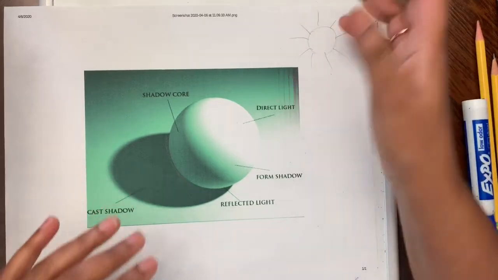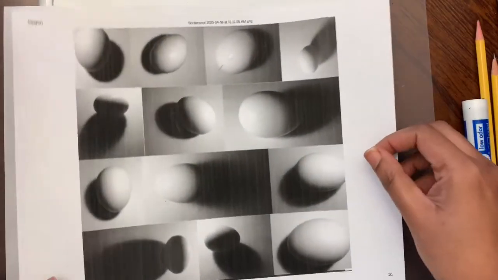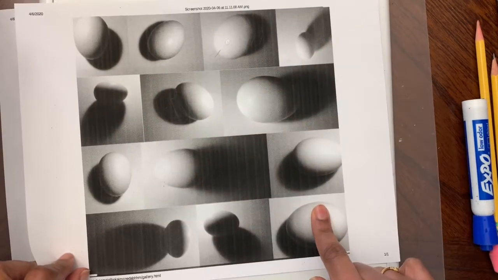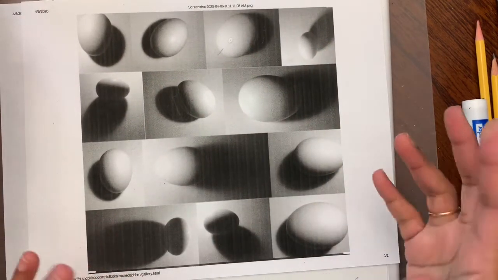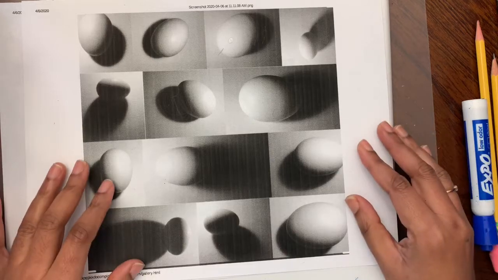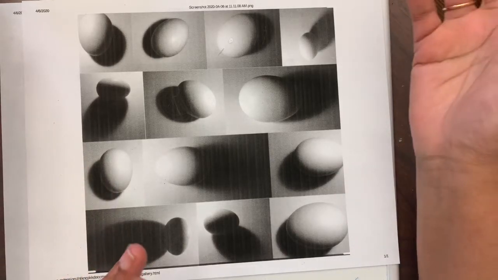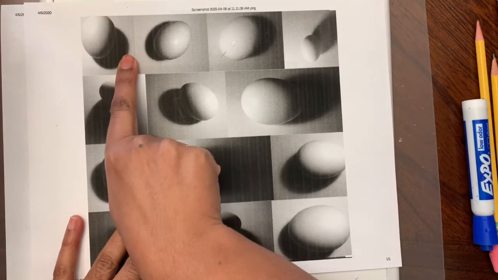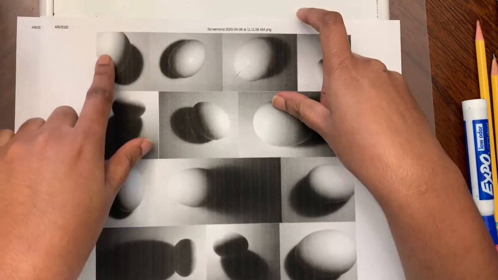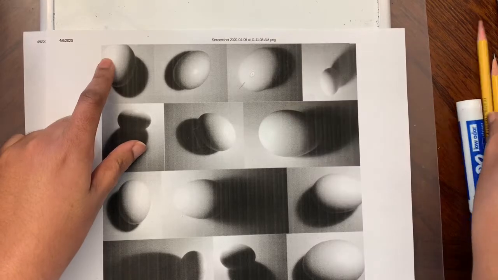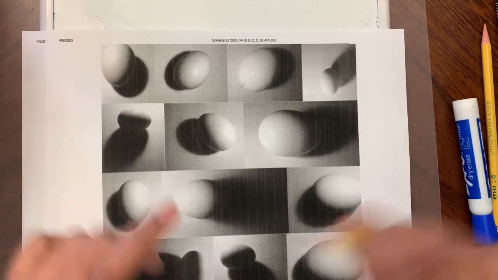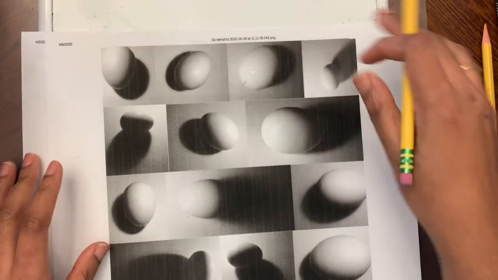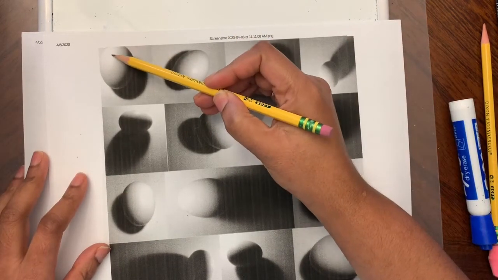So I have a picture that was taken by a photographer to show where the shadow will fall depending on where the light is. If the light is on this side, the shadow would be on the opposite side. On this one, can you see, let me take my pencil and point it to that. This is the area where the direct light is falling.